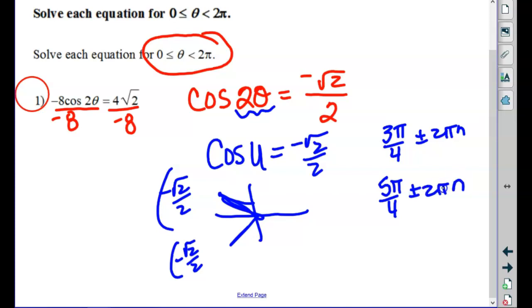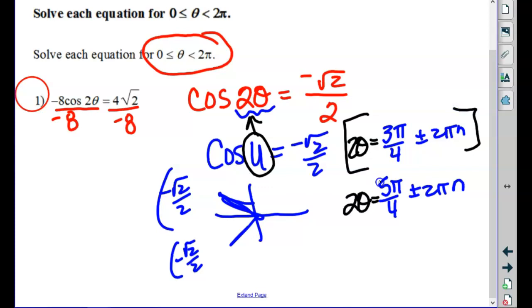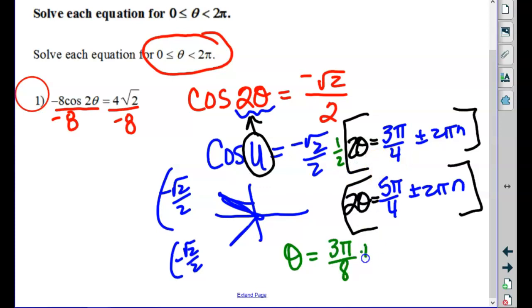But that's u. What is u really equal to in this problem? 2 theta. So I have 2 theta equals, so how am I going to solve for theta? Yes, I'm going to take half of everything here and half of everything here. So when I take half of the first one, I get theta equals half of 3 pi over 4, guys. Multiply the top and I get 3 pi, multiply on the bottom and I get 8. Plus or minus, what's half of 2 pi n?